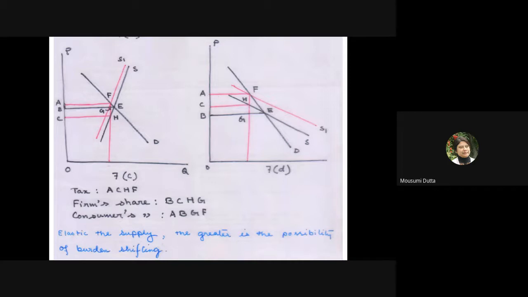On the other hand, another part of the loss of consumer surplus, given by the rectangle HCBG, will be enjoyed by the producers.